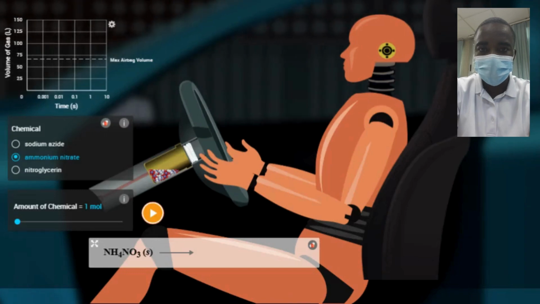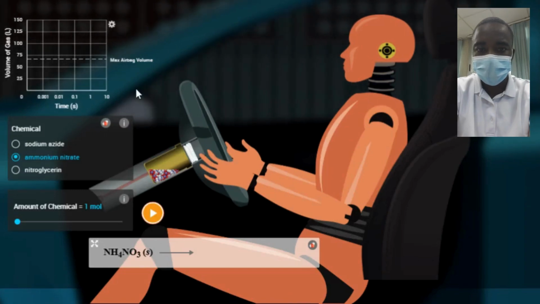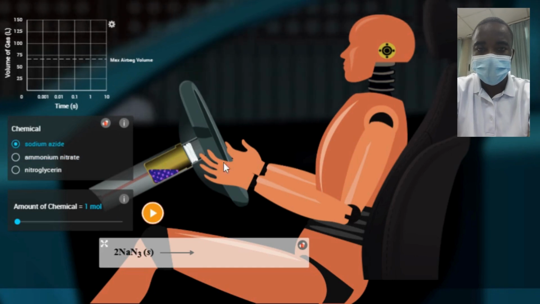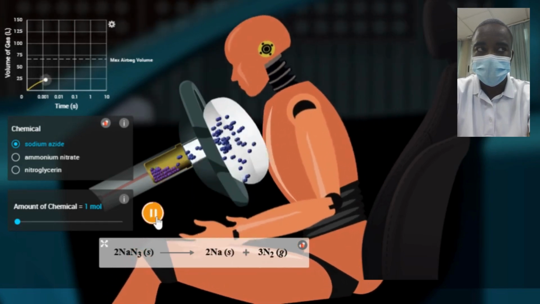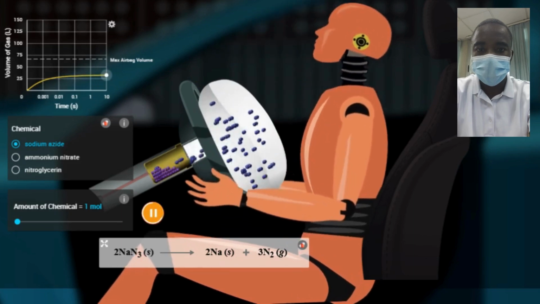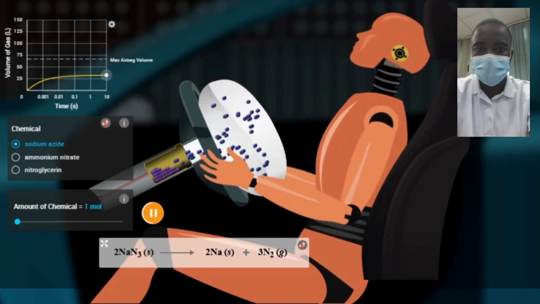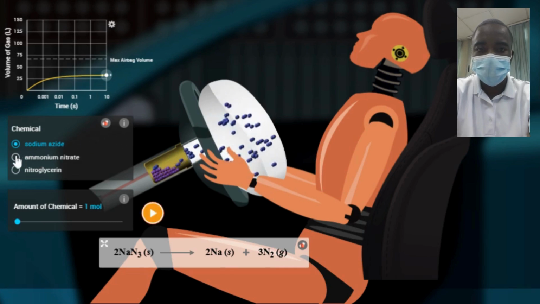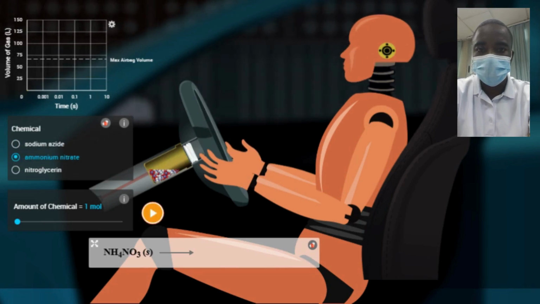Airbags are a critical safety feature in modern vehicles, designed to protect drivers and passengers during a collision. The deployment of an airbag involves a rapid chemical reaction that generates a large volume of gas, inflating the airbag in milliseconds. This simulation will explore the stoichiometry and kinetics of three common chemicals used in airbag systems, namely sodium azide, ammonium nitrate, and nitroglycerin. We will simulate their performance to determine the most effective compound for airbag deployment.